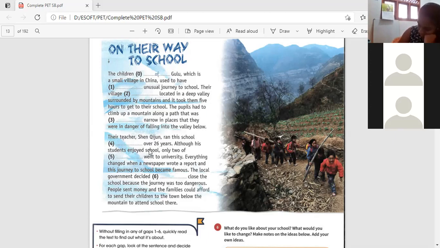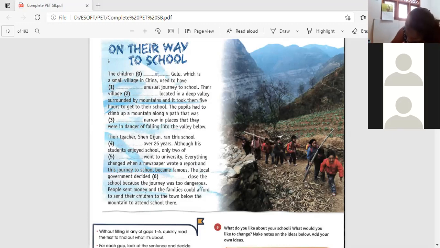Fourth one? From. For over 26 years. Although his students enjoyed school, only two of them, very good, went to university. The local government decided, this is very easy. Two. The local government decided to close the school.